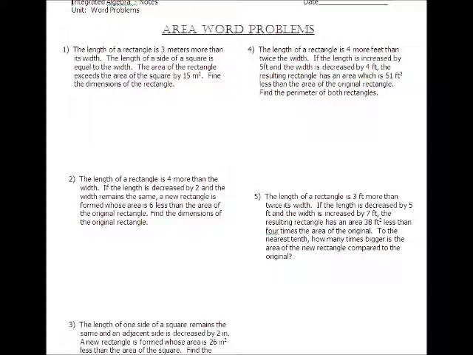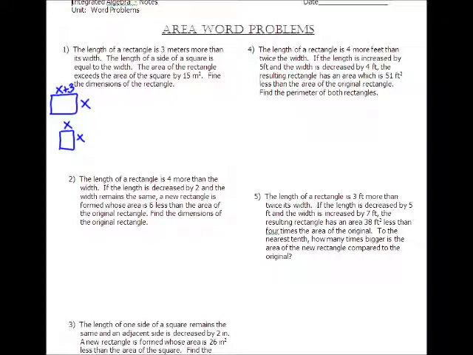The length of a rectangle is 3 meters more than its width. So I'm going to draw a little rectangle here. This isn't a lot of space, so a lot of you might want extra paper for this section. The length of the side of a square is equal to the width, so I have a square also that's x by x. The area of the rectangle exceeds the area of the square by 15 meters squared. Find the dimensions of the rectangle.